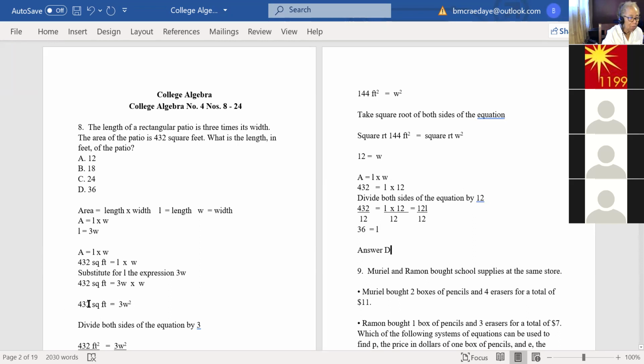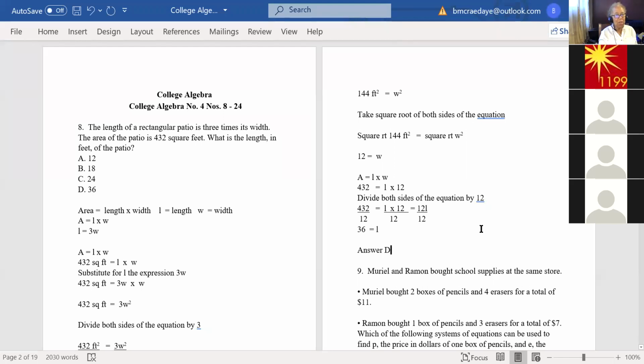At this point, you're trying to find W. Divide by 3, and you get 144 square feet is W squared. Now, if you take the square root of both sides, the square root of a square is just the variable. The square root of 144 is 12, because 12 times 12 is 144. Once you know W, you can find the length, because some number multiplied by 12 is 432, and that number is 36.